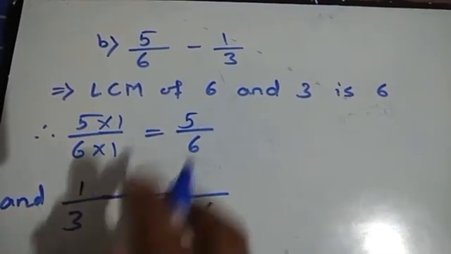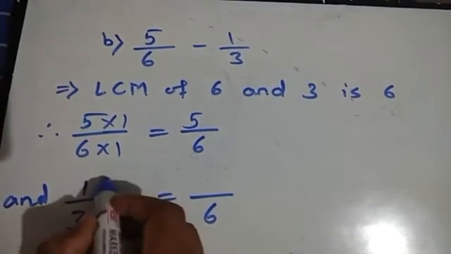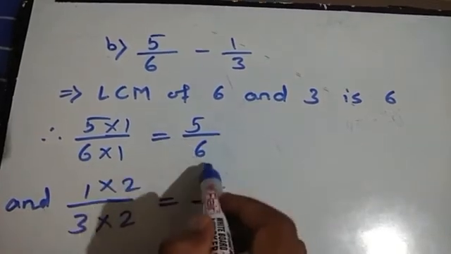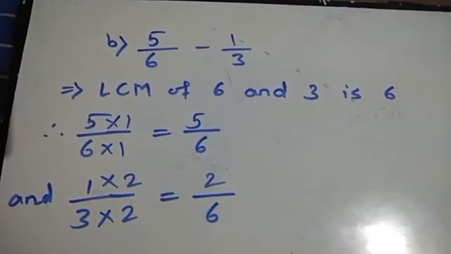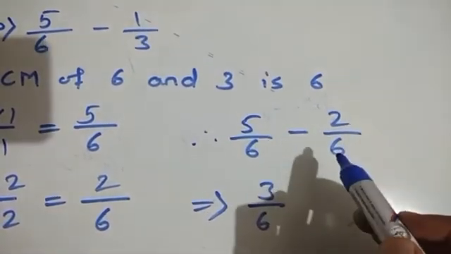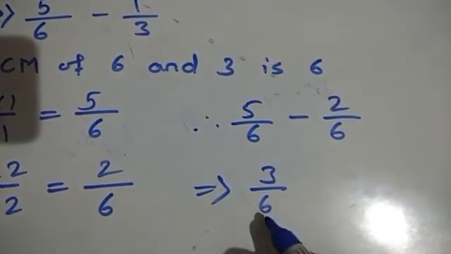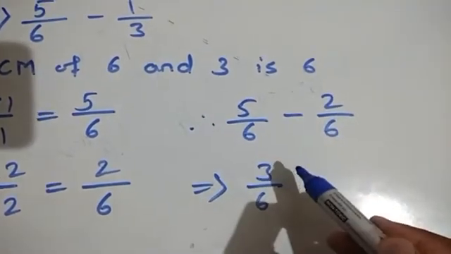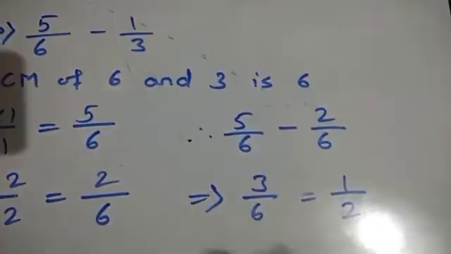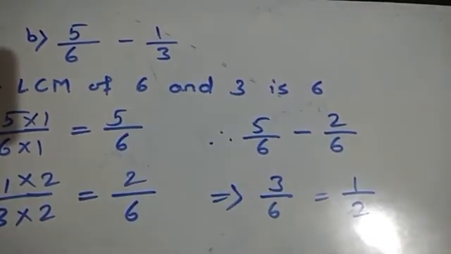5 upon 6 only. Now here see, I will multiply by 2. 3 2s are 6. Here also multiply by 2. 1 2 is 2. Therefore, the equivalent fraction of 5 upon 6 is 5 upon 6 and of 1 upon 3 is 2 upon 6. Therefore, 5 upon 6 minus 2 upon 6 is equal to, copy the denominator 6 as it is, 5 minus 2 is 3. And 3 upon 6 is nothing but 3 ones are 3, 3 twos are 6, that is 1 upon 2. Therefore 5 upon 6 minus 1 upon 3 is 1 upon 2.